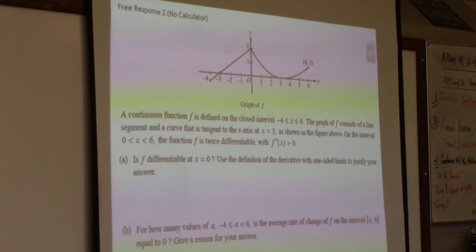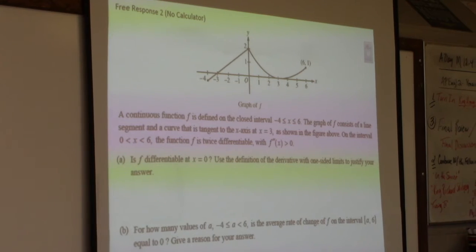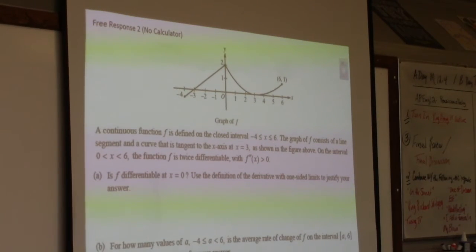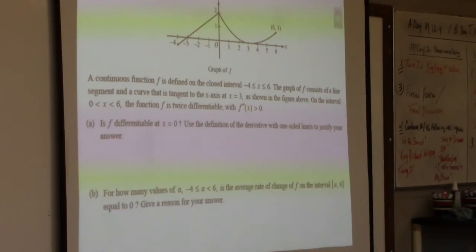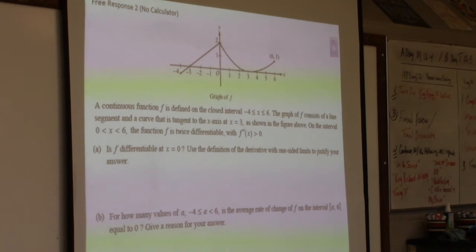All right, free response number 2. This is without a calculator. So a continuous function f is defined on the closed interval from negative 4 to 6. The graph of f consists of a line segment and a curve that is tangent to the x-axis at x equals 3, as shown in the figure above. On the interval from 0 to 6, the function f is twice differentiable, with f double prime of x being greater than 0.